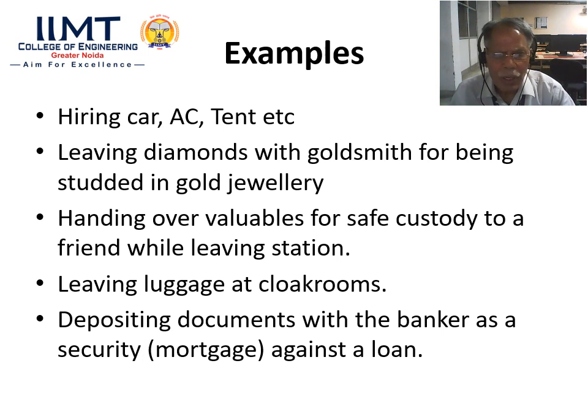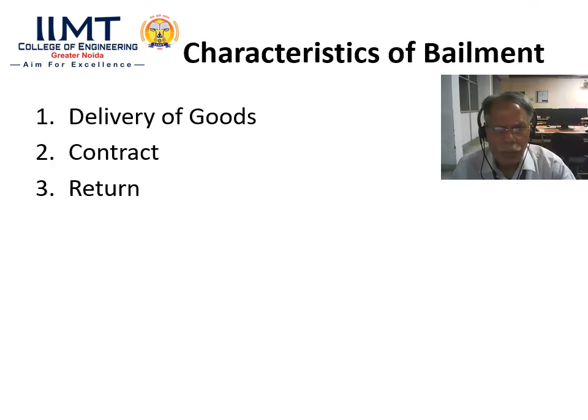Another example could be leaving luggage at the cloak rooms. We almost all leave our luggage at the railway station cloak room quite often. In that case, you are the bailer, and the cloakroom in charge becomes a bailee of your luggage temporarily for the duration and returns it at the end. Another example could be depositing documents with the bank as security, or mortgaged against a loan. So you are the bailer and the bank becomes a bailee.